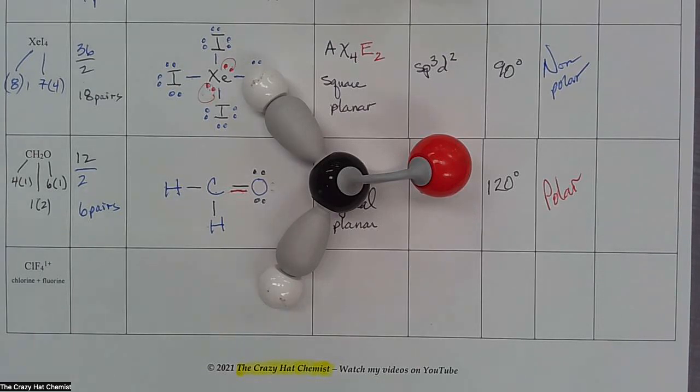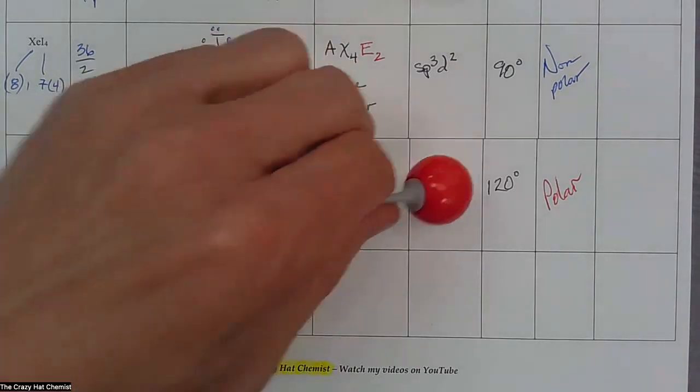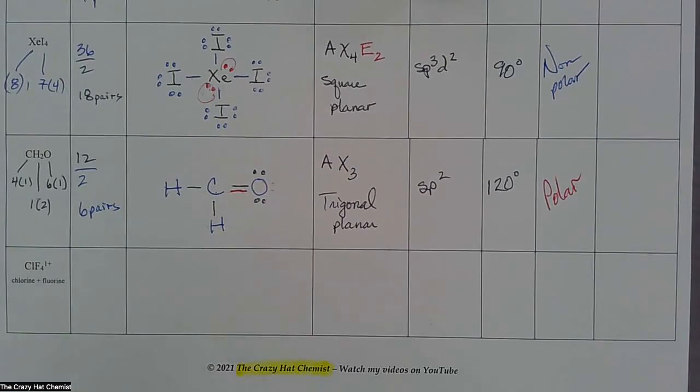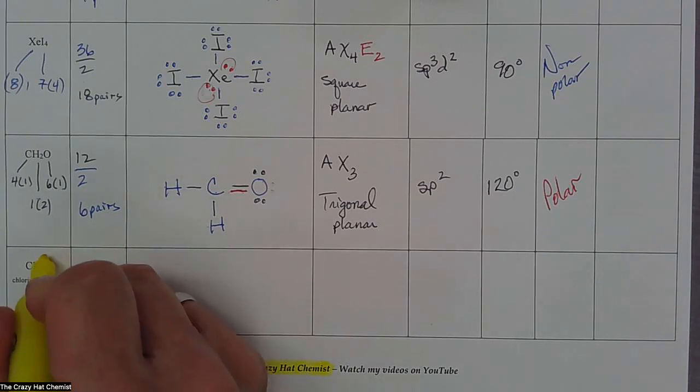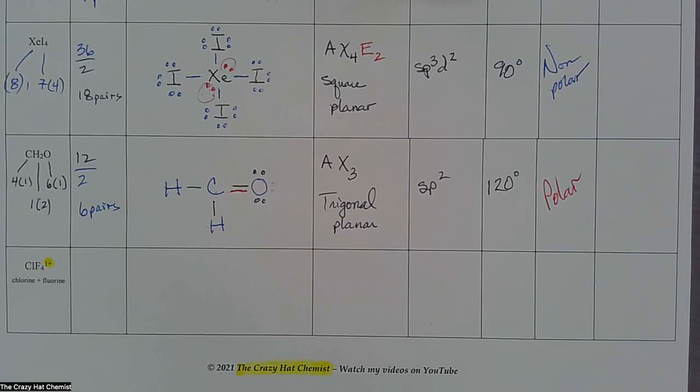Okay, let's do the next one here. All right, so we're going to pull this model off to the side, and we're going to do this one. I have labeled this as a chlorine and a fluorine, just so that you understand that it's not a carbon, an iodine, and a fluorine. No, it's a chlorine and a fluorine. This also has a charge, a plus one charge here.